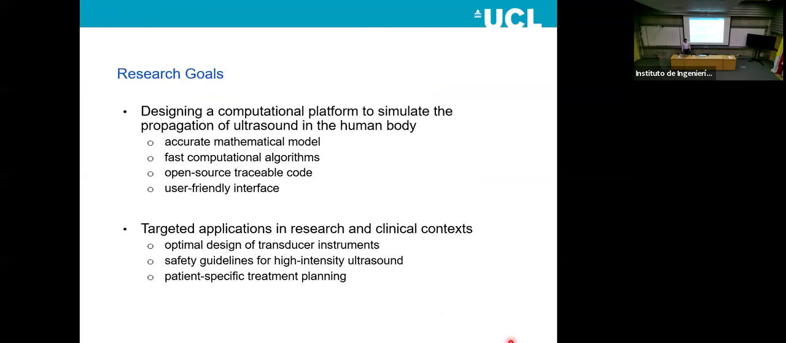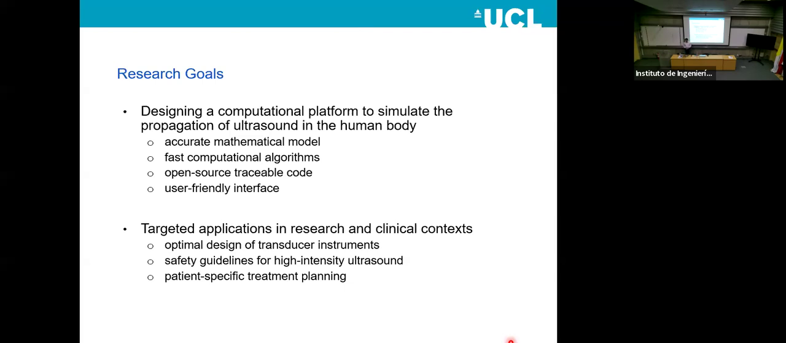Okay, so our research goals were essentially to design a computational platform to simulate the propagation of ultrasound in the human body. Of course, we don't have to restrict it to ultrasound. We want it to be accurate, fast, open source, traceable, and somewhat user-friendly. We wanted to get all the complicated work done so that people who don't necessarily have a background in mathematics, physics, engineering are able to use it. I think on that front, we've done a reasonably good job.